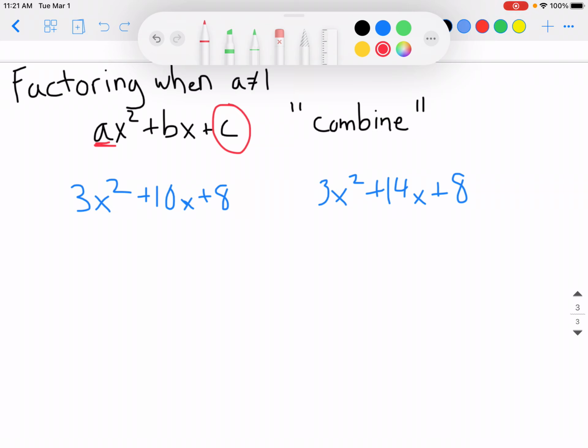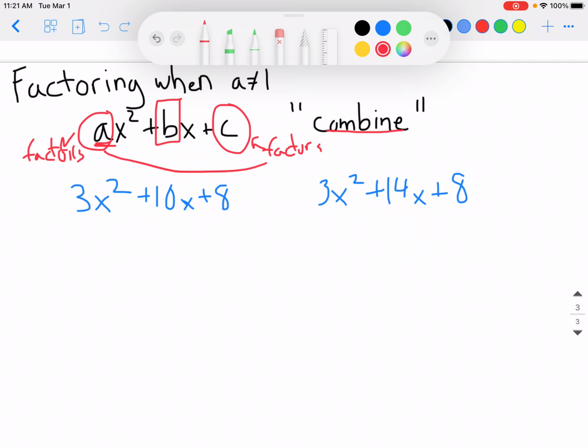That's still true. We're going to start off with factors of c, but we're also going to have to take into consideration factors for a. And so these help us determine what numbers we could possibly use when we're trying to solve everything. Then we have to keep in mind this word, combine. How can we combine combinations of these factors to get to b?